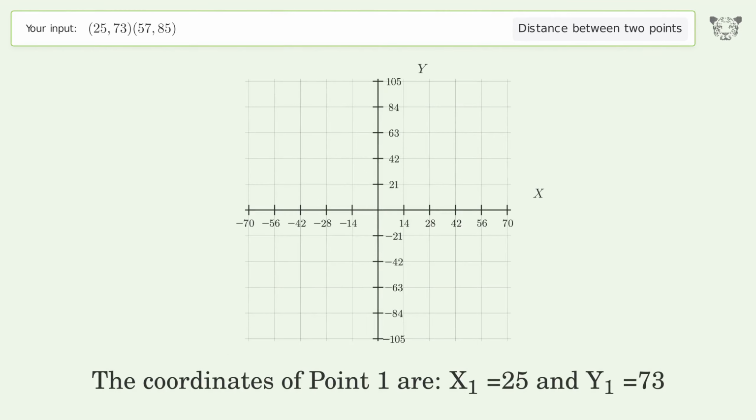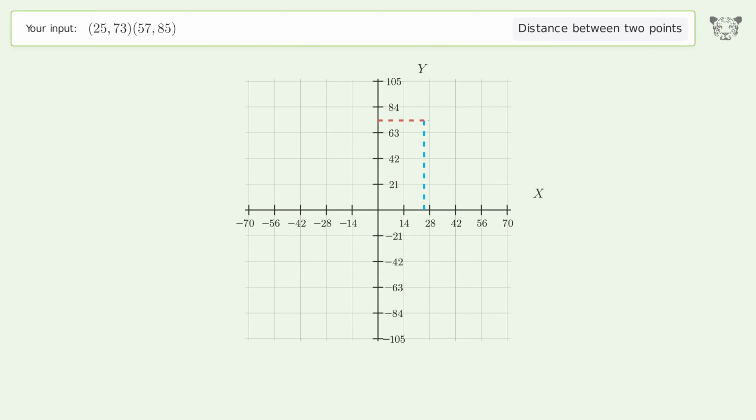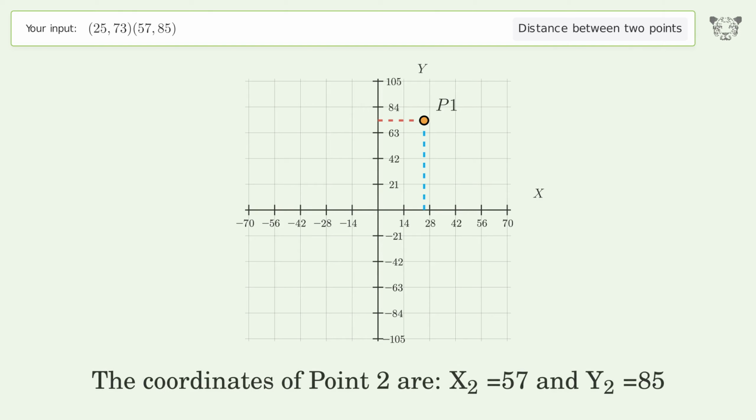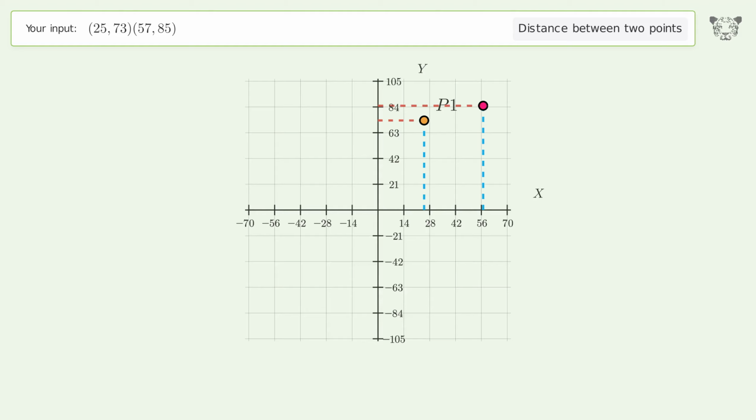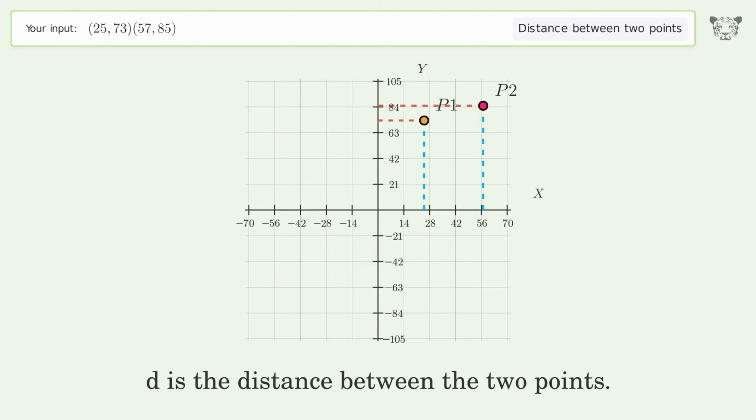The coordinates of point 1 are, x1 equals 25 and y1 equals 73. The coordinates of point 2 are, x2 equals 57 and y2 equals 85. D is the distance between the 2 points.